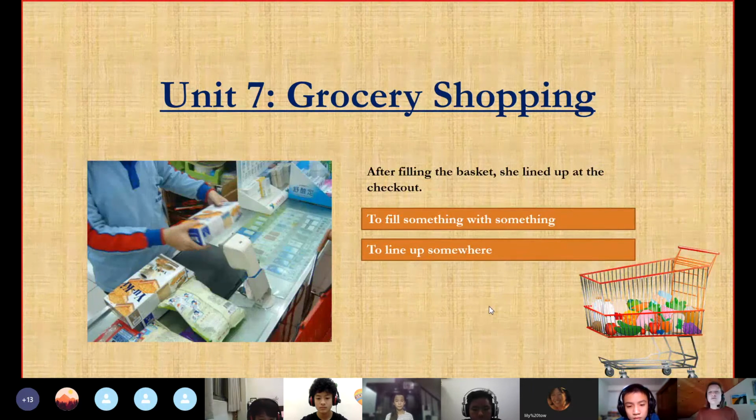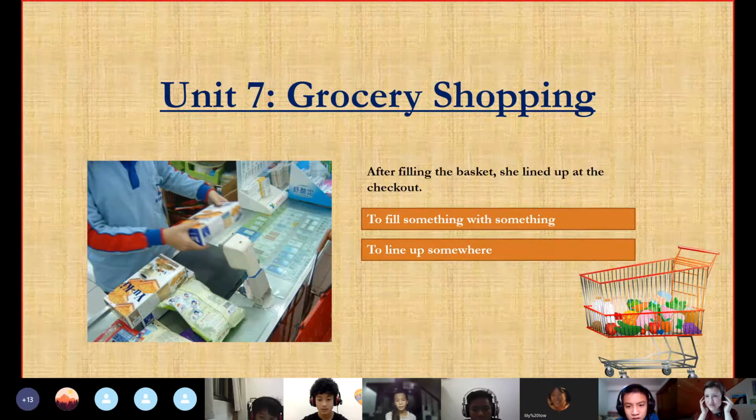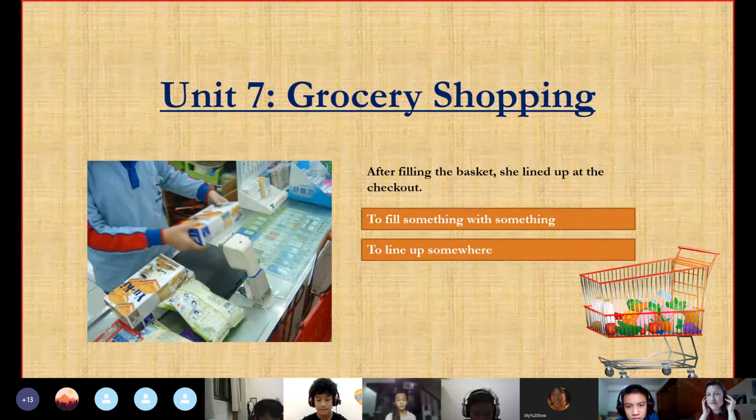Okay. Then we have another sentence. After filling the basket, she lined up at the checkout. Okay, let's read that one together. After filling the basket, she lined up at the checkout. Very good.